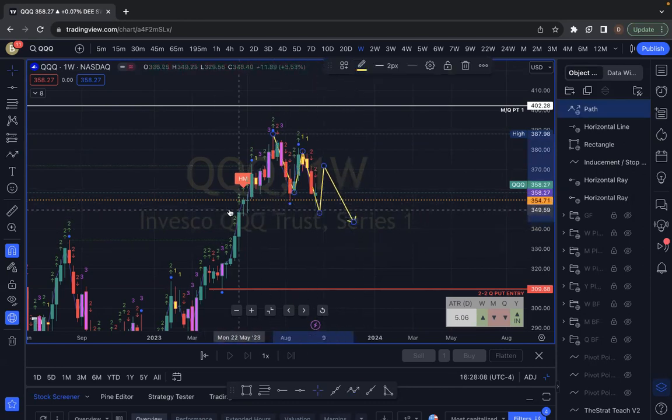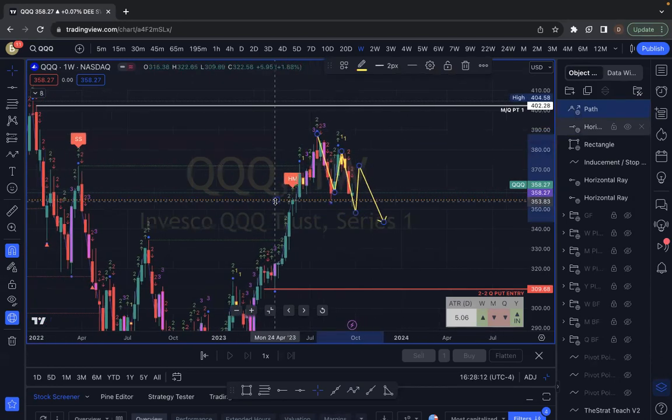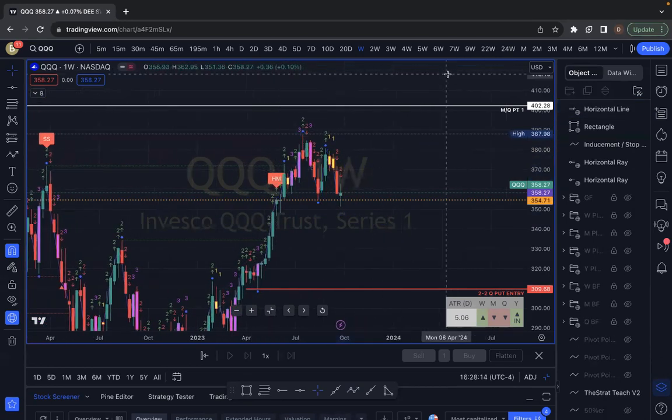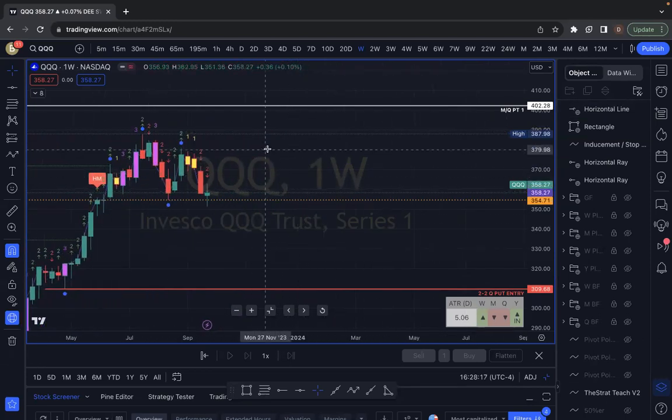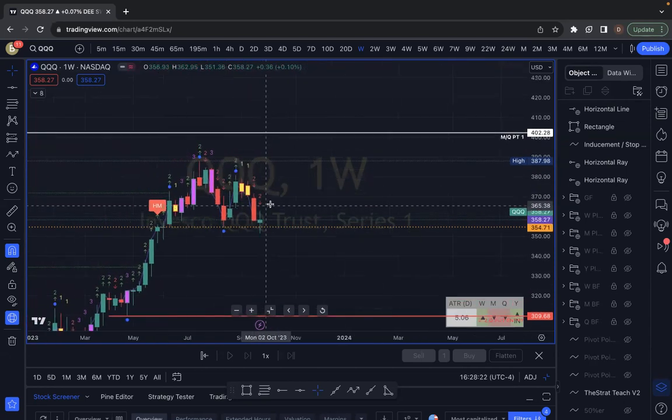And it can't lose this level right here. This is a key level. It cannot lose this level. So that's something to look out for. With QQQ, you may have some bullish days, but don't be fooled.